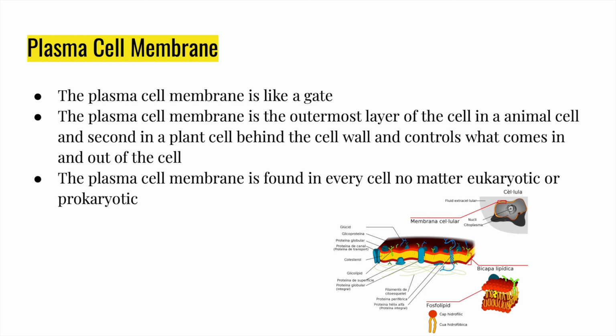The plasma cell membrane is found in every cell, no matter eukaryotic or prokaryotic. It is found in prokaryotic bacteria cells, or just prokaryotic cells in general. This is a plasma cell membrane, which is composed of phospholipids and all kinds of different things.